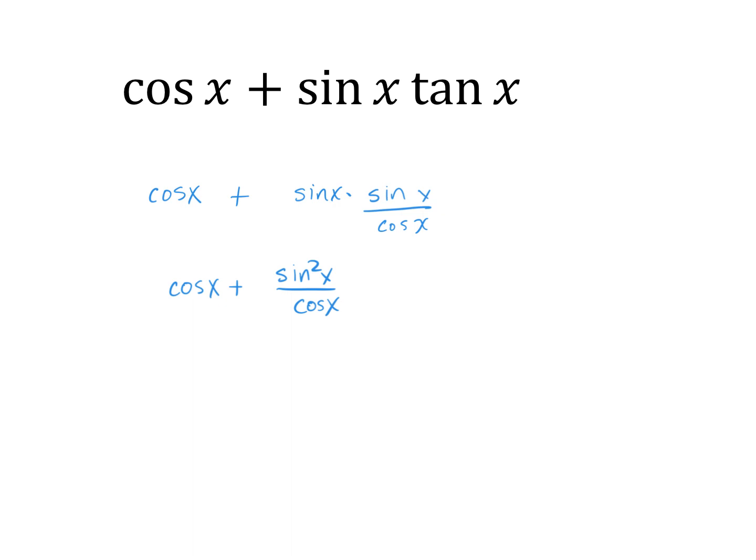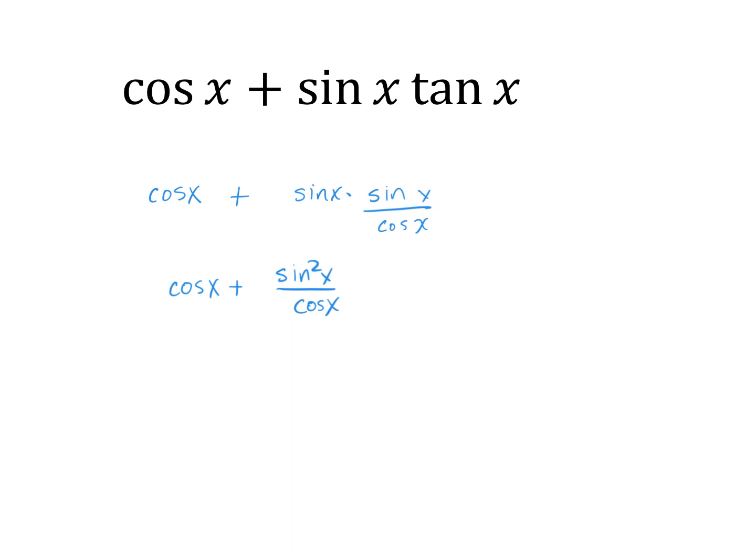Well, it's cosine times cosine over cosine. That's what I would do. I would take this first piece and multiply it by cosine over cosine. Where did you get that cosine over cosine from? I mean, this is the starting. Okay.